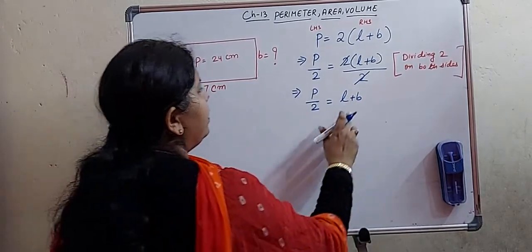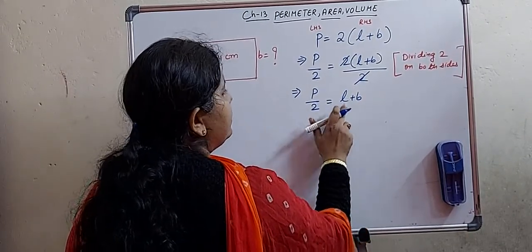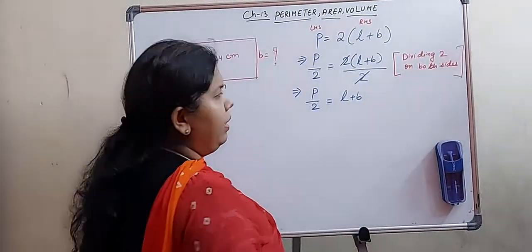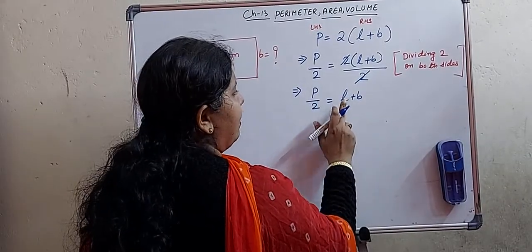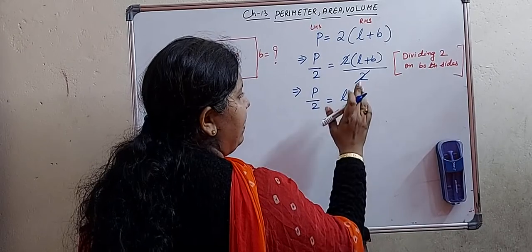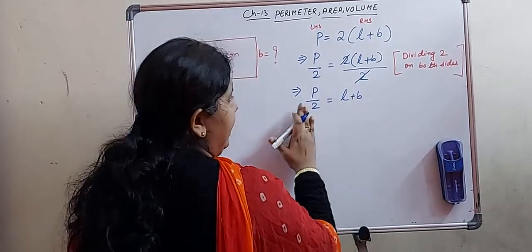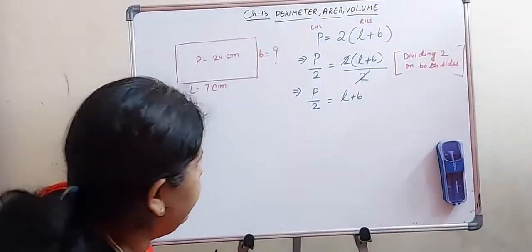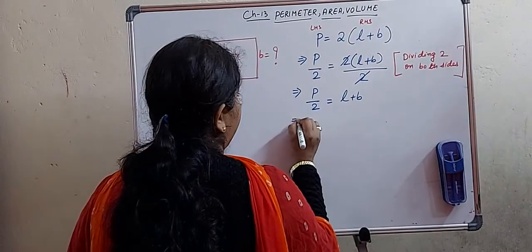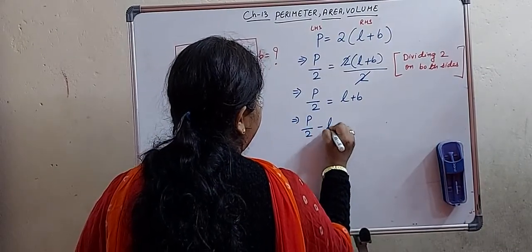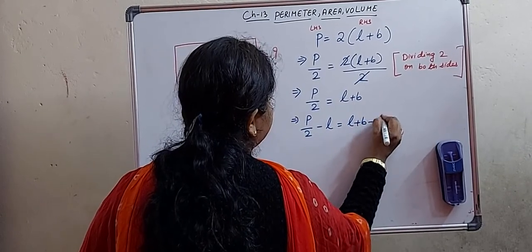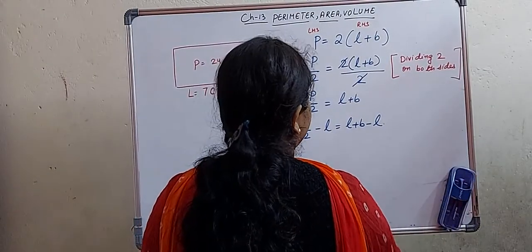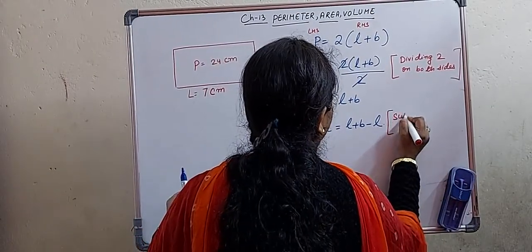Now you see, along with this breadth, I have this length. This length also I want to remove. I don't want length because I have to take out only breadth. So in order to remove length over here, I have to subtract length from here. If I subtract length from the RHS, then I have to subtract length on the LHS also. So the next thing is P by 2 minus L equal to L plus B minus L. You will write here: subtracting L on both sides.